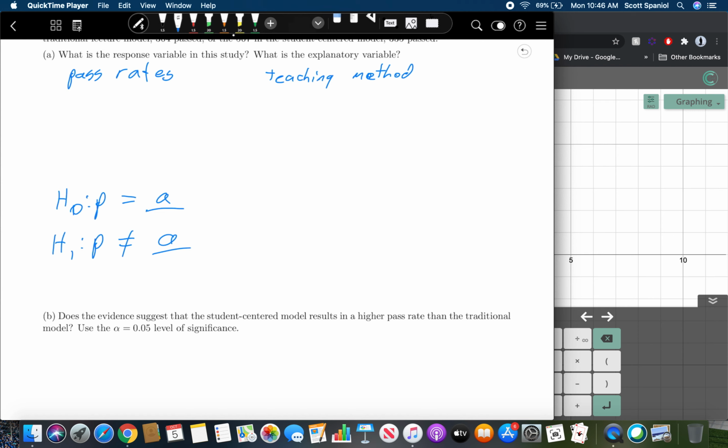What we're going to do instead is compare H naught: p1 equals p2, to H1: p1 does not equal p2, or p1 is less than p2, or p1 is greater than p2. Okay, so we want to compare these numbers directly. So it says, does the evidence suggest that the student-centered model results in higher pass rates than the traditional model?